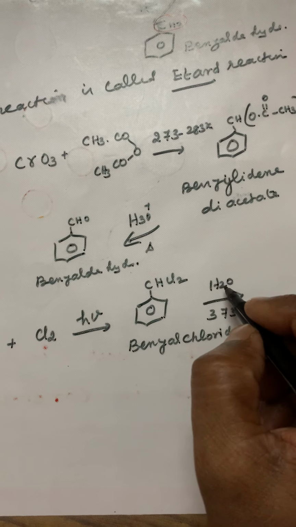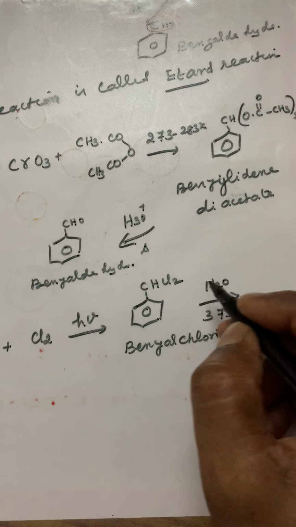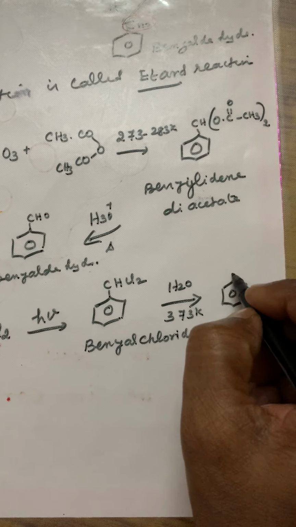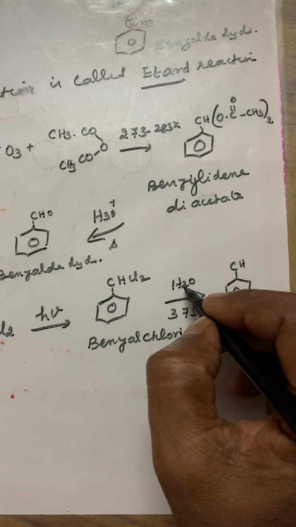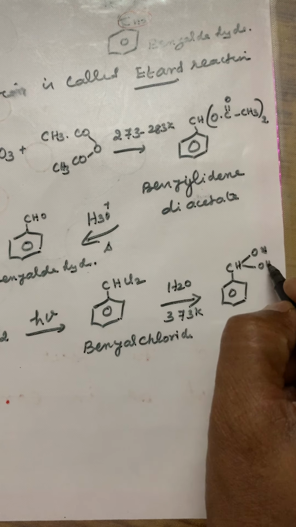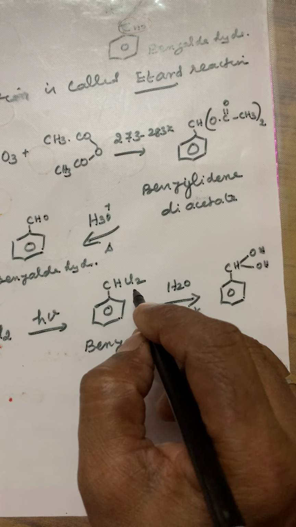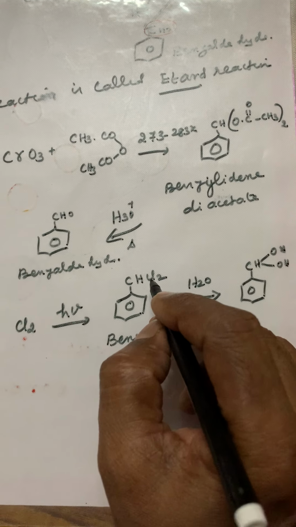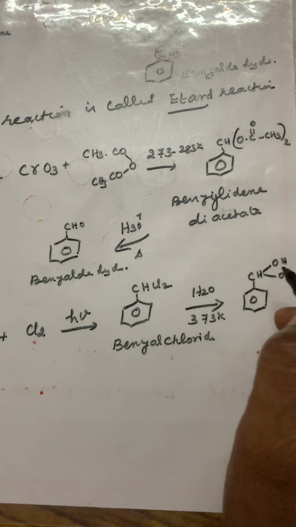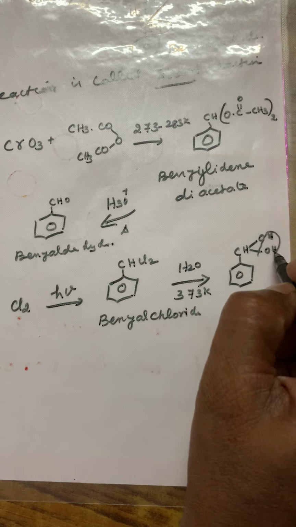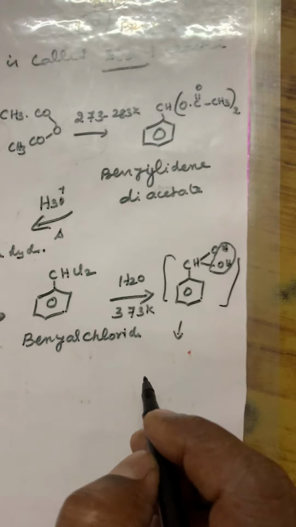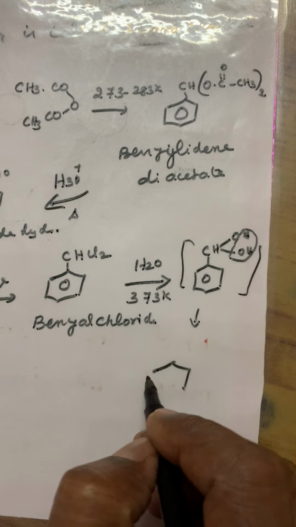Here the OH group will substitute. This is an intermediate product that will form, which is not shown in the NCERT book. In the place of the 2 chlorines, the OH groups will be substituted, and hydrogen plus chlorine will go as hydrogen chloride. So this is highly unstable. It gives benzaldehyde.